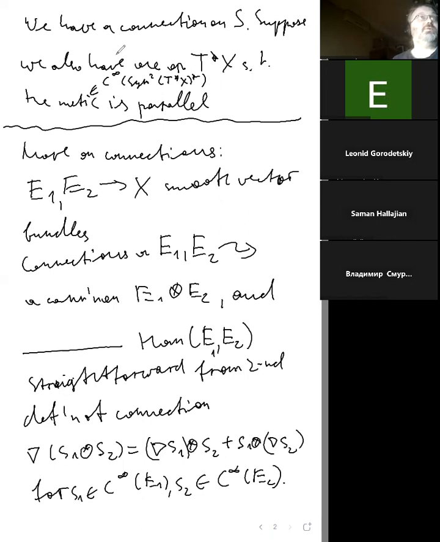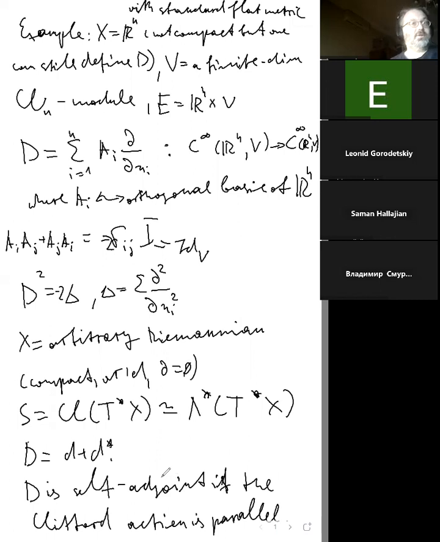Okay, so now we have a connection on. Now we understand what this expression means. Now we come back to the Clifford action. What is it? It's a map from CL T upper star of X tensor S to S. Well, we have connections everywhere. We have a connection on CL T upper star of X and a connection on S. So we have a connection on the hom bundle, and we require that this connection preserves the Clifford action, or in other words, the Clifford action should be parallel.